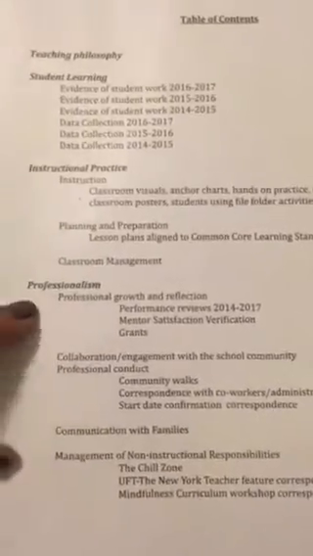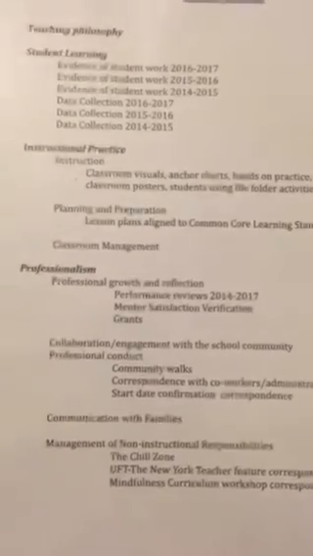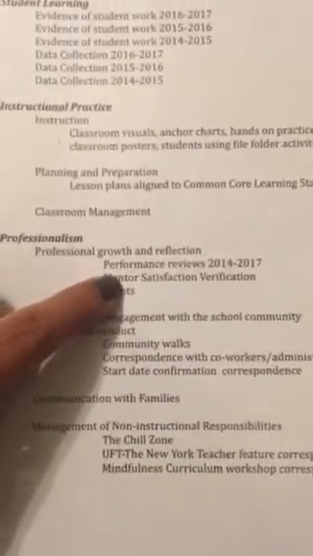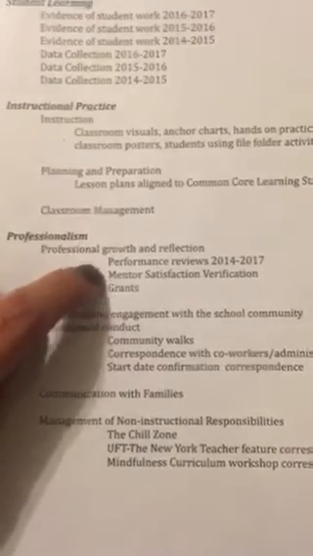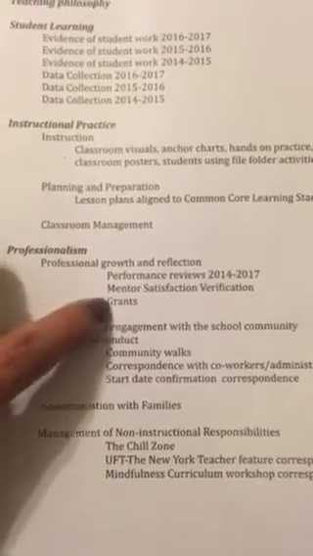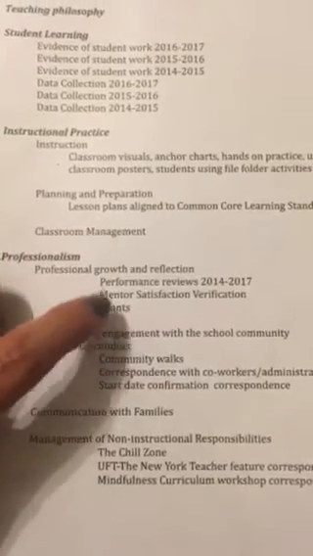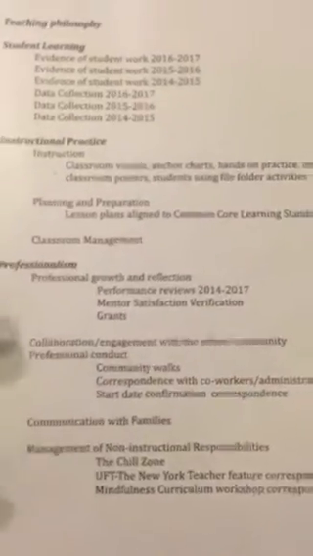The third section is professionalism. It's pretty big and it's broken down into 1, 2, 3, 4 sections, again according to the tenure framework. The first part is professional growth and reflection. I added all my performance reviews for the first 3 years, my mentor satisfaction, and an email that shows I completed my mentoring hours. I also included any grants I applied to or any DonorsChoose projects that were fully funded or are still pending.